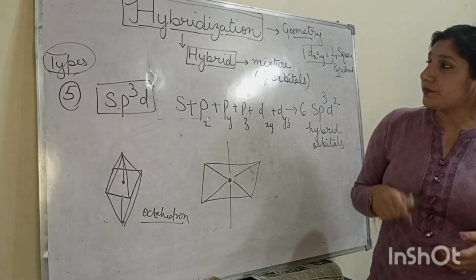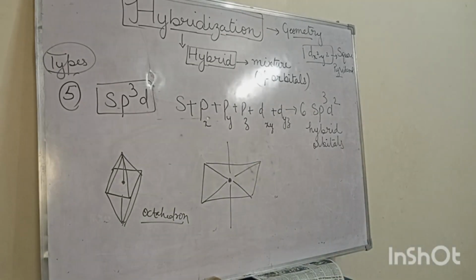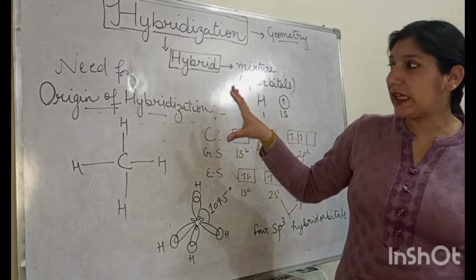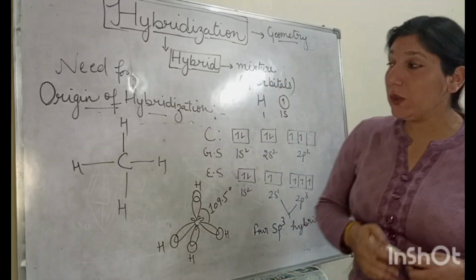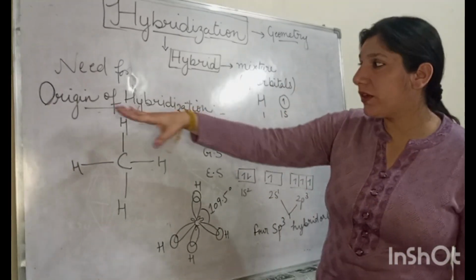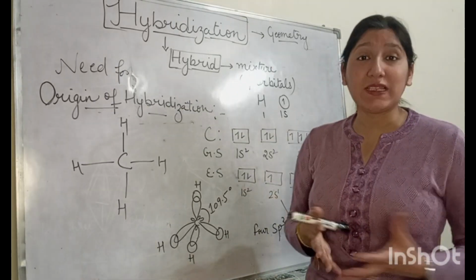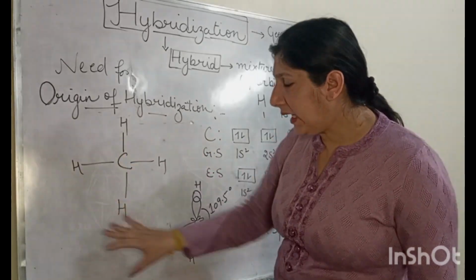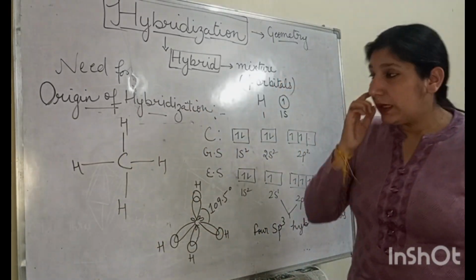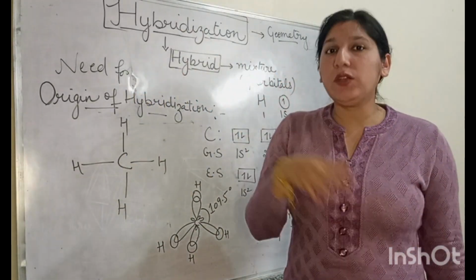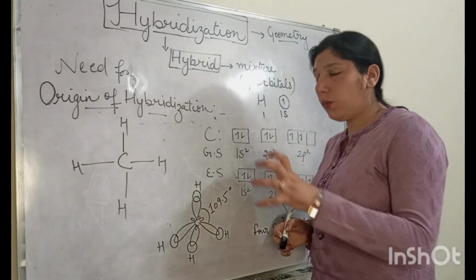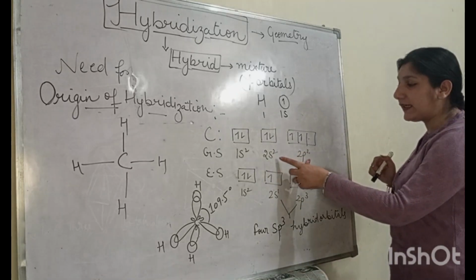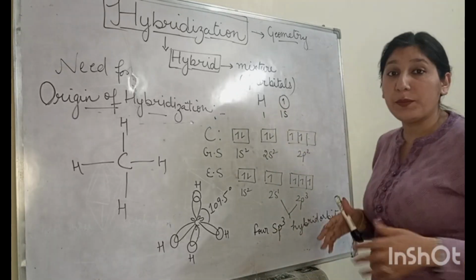Now students, in this section of the video, I will tell you a little bit about the origin of hybridization, that is, why hybridization was discovered. Now students, I'm going to take the example of the methane molecule. Before hybridization, according to valence bond theory, it was considered that only the valence orbitals participate in the bond formation.